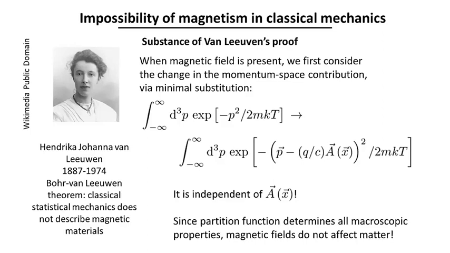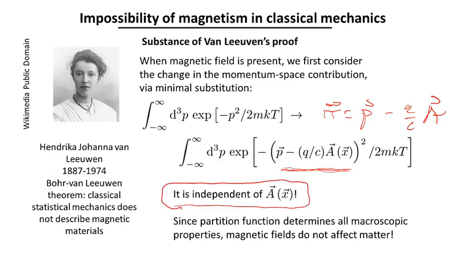It is obtained very easily by just defining a new variable. Let's call it pi equal p minus q over c A. Then you see that just shifts the origin, and so the origin of this object is displaced in space, but you're integrating over all space. So the integral is independent of the vector potential.